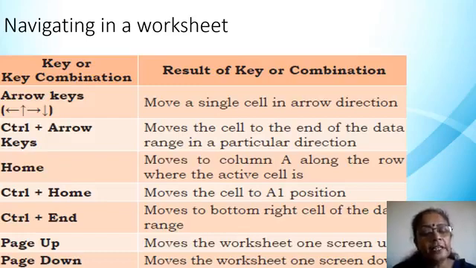So using these key combinations or a particular key, we can move around the Excel worksheet very quickly. Here, Control plus the arrow key moves to the end of the range; the Home key takes you to column A; Control plus Home takes you to the A1 position; Control plus End takes you to the bottom of the page. Page Up and Page Down. All these are the different types of navigation keys which we use in a spreadsheet.